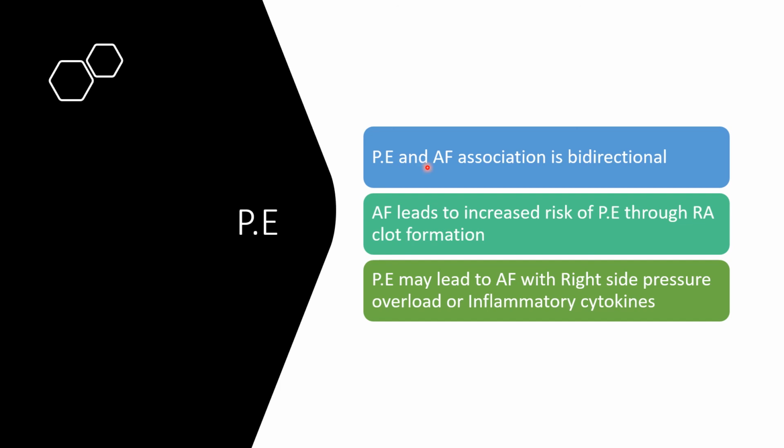Pulmonary embolism and atrial fibrillation were shaped in such a way that one will complement the other, but no human being will want either of them. Okay, I don't want pulmonary embolism. I don't want atrial fibrillation. The atrial fibrillation will increase the chances of having pulmonary embolism when there's clot formation in the right atrium. I just explained, just 2 minutes ago, right? Well, when there's pulmonary embolism, that will lead to pressure overload and inflammatory cytokines on the right side. So that will lead to atrial fibrillation.